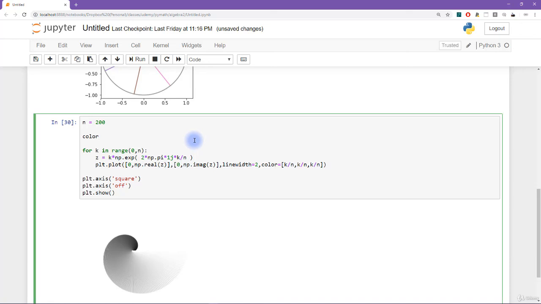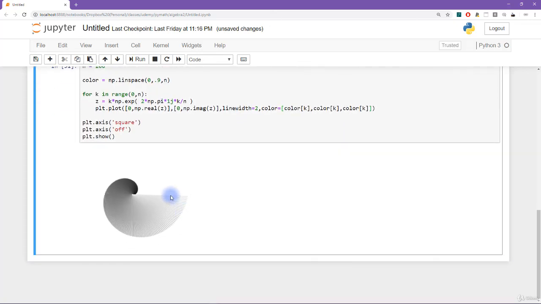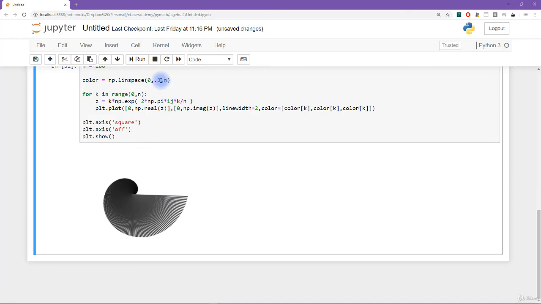So I'm going to create a variable that goes from linspace. It goes from 0 up to 0.9 in n steps. And so that means that here this ends up being color. So the kth element of color, the kth element of color, and the kth element of color. So now you can see that it stops when it's still gray. And if you want it to be more gray, you could set this to be, for example, 0.3. And now that one doesn't look really good. But anyway, you get the idea.